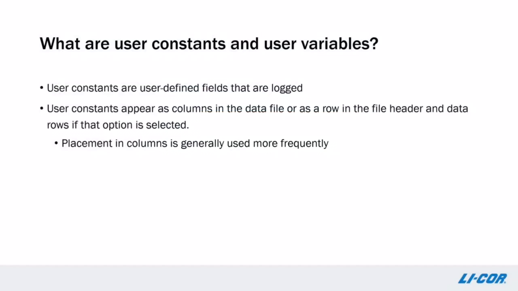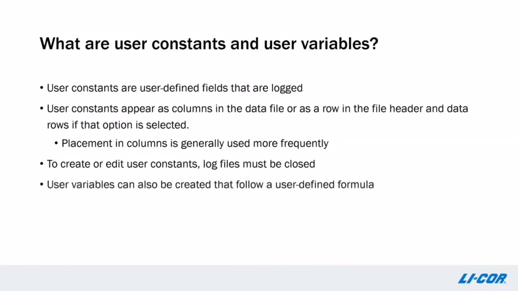Now we'll talk about user constants in the LI-6800. User constants and variables are user-defined fields that get logged to a data file. They generally appear as a column in your data file, although they can also be placed in the data file header and in data rows if desired. Note that when creating or editing user constants or user variables, log files must be closed on the instrument.